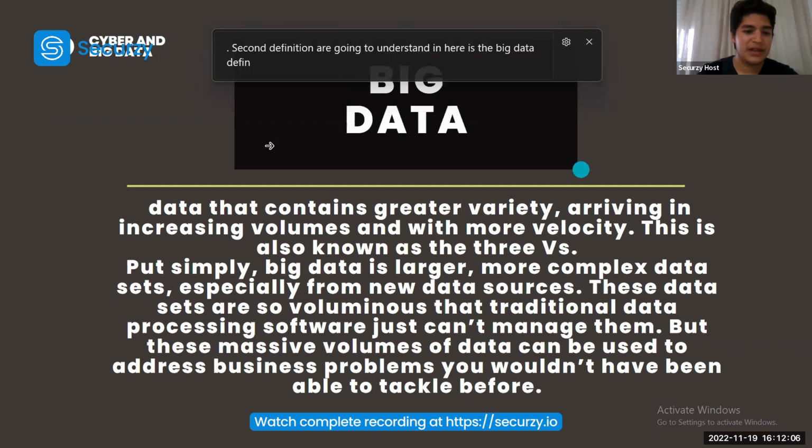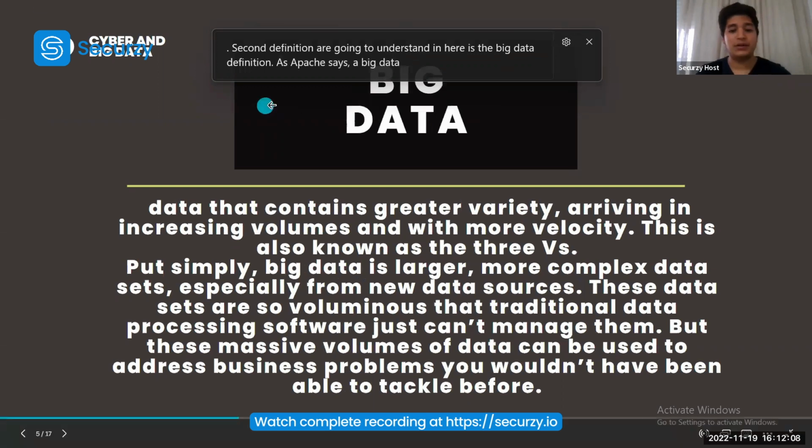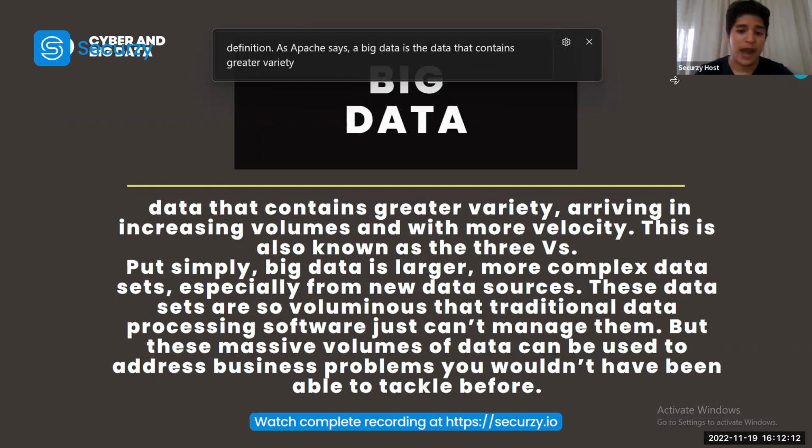Second definition we are going to understand in here is the big data definition. As Apache says, big data is the data that contains greater variety, arriving in increasing volumes and with more velocity. This is also known as the three V's. Put simply, big data is larger, more complex data sets, especially from new data sources. These data sets are so voluminous that traditional data processing software just can't manage them, but these massive volumes of data can be used to address business problems you wouldn't have been able to tackle before.